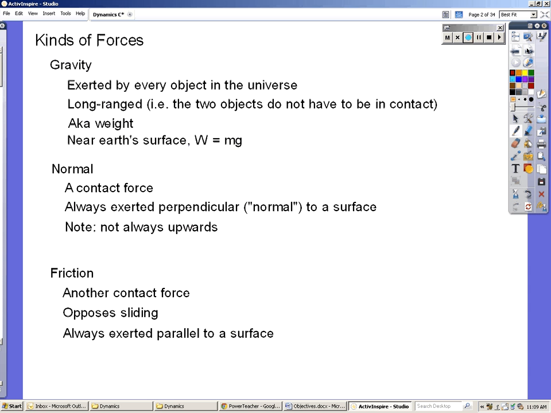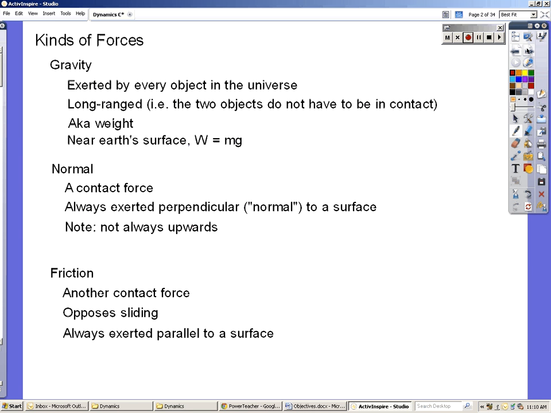There's also the normal force. It's what we call a contact force. That means it only exists when two objects are in contact. You have to be standing on the floor for the floor to exert a normal force on you. If you jump and you're no longer touching the floor, it no longer exerts a normal force on you. And it's always perpendicular to the surface. The floor is flat, so perpendicular to that is straight up. And the important thing to remember is that that's not always upwards.